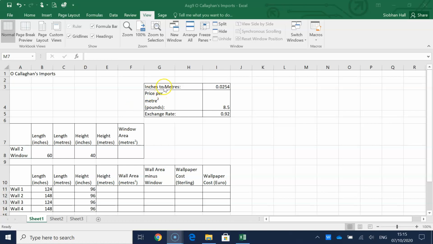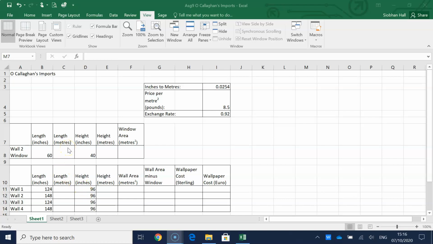So what we have here is a little data table up here that gives us the conversion factor from inches to meters, price per metre squared in pounds, and an exchange rate. We have a little section here that refers to a window, wall 2 window. And then we have dimensions for walls 1, 2, 3 and 4, length in inches and height in inches.